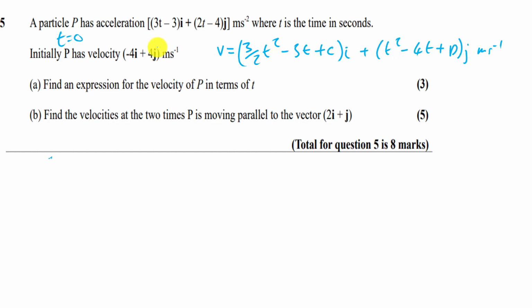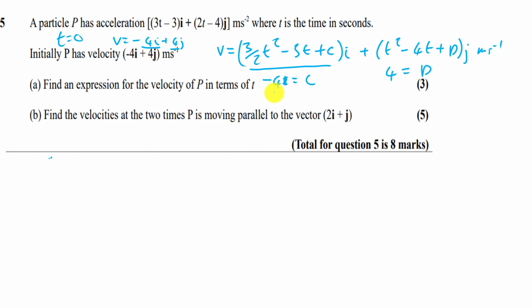Now when t equals 0, v equals minus 4i plus 4j. So this minus 4i has to equal this. So essentially minus 4 is going to equal, when t equals 0, c. And 4j, so 4 here has got to equal this j component, and you got d as 4 as well, correct?